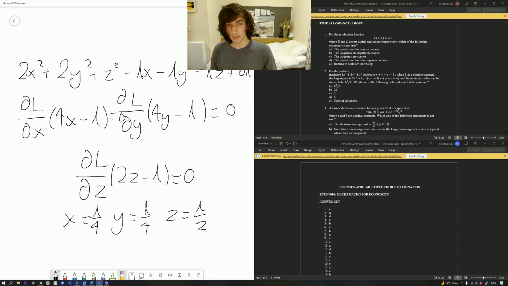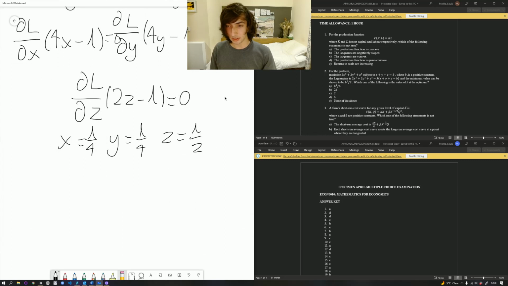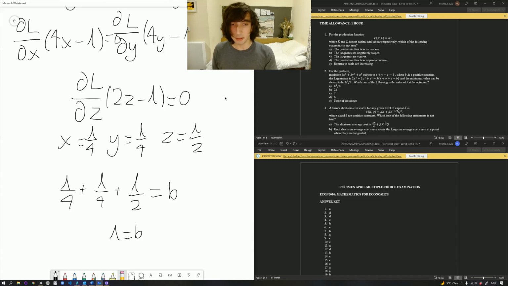Now, if we reinsert these back into our constraint, we would get lambda over 4 plus lambda over 4 plus lambda over 2 equals b. Now, what do these sum to? Well, a quarter plus a quarter is a half, and then a half plus a half is a whole, right? So lambda is equal to b. Therefore, the answer there is D, because D states that lambda is b at the optimum. So we've got that. Okay.